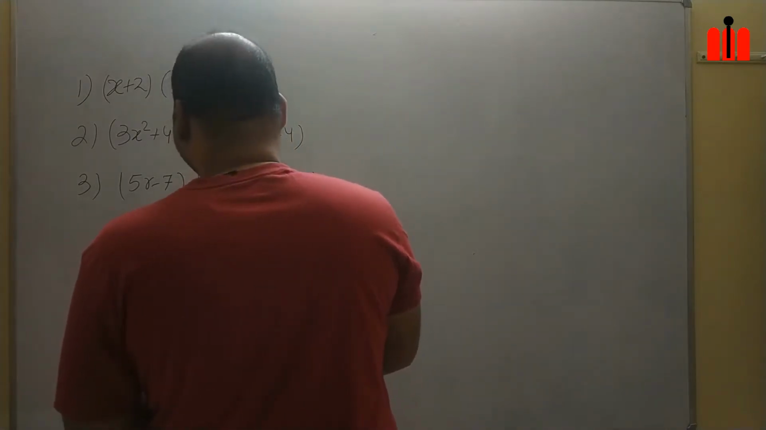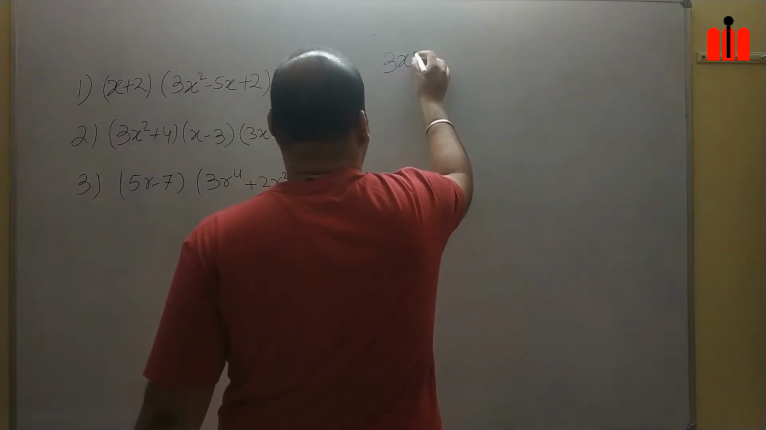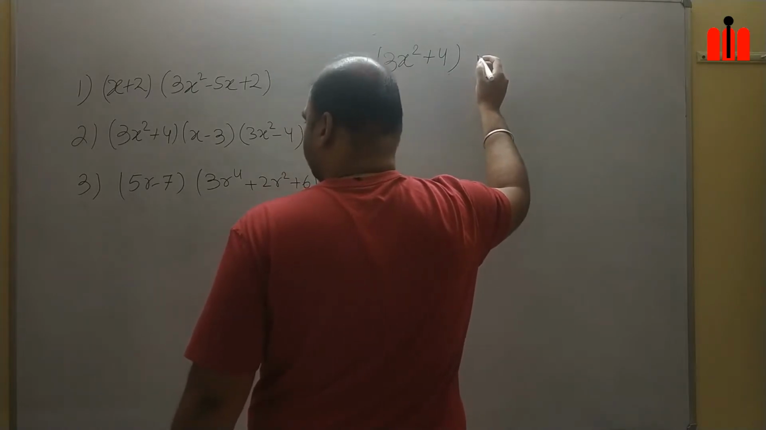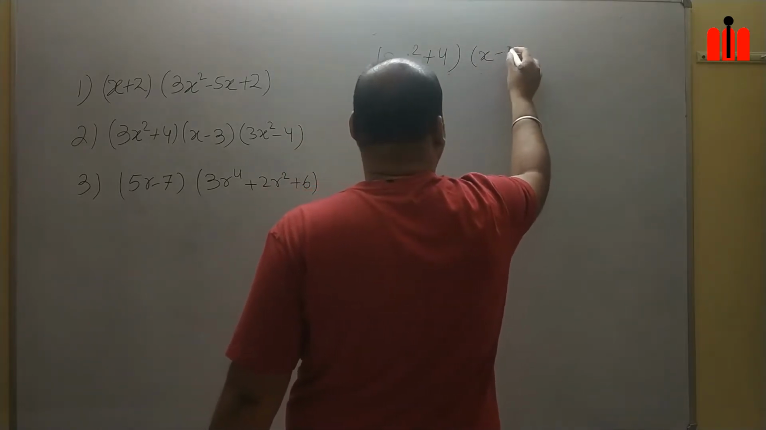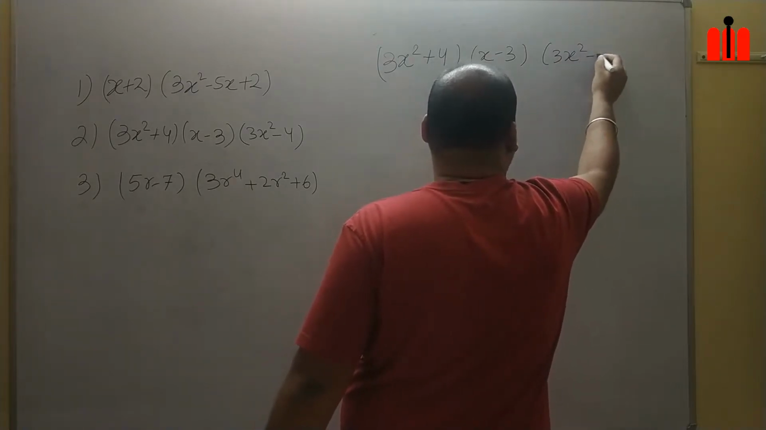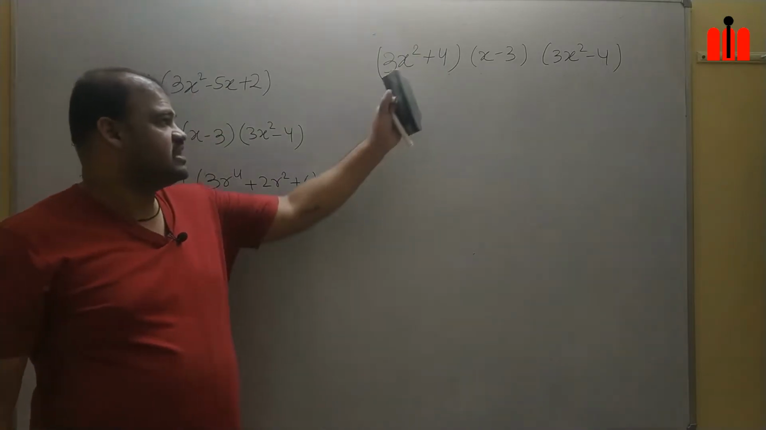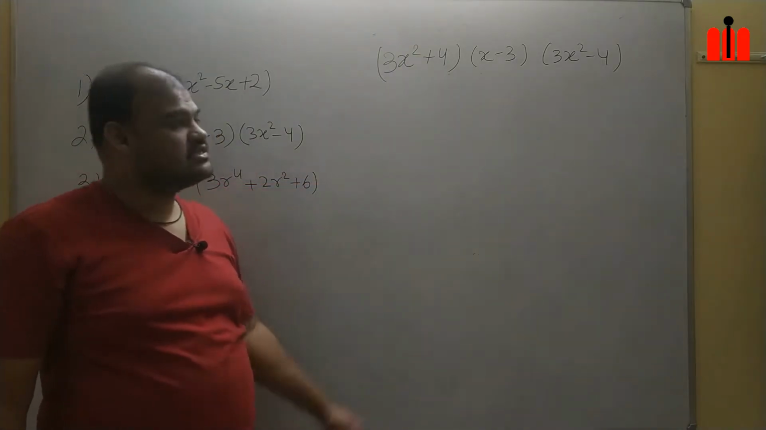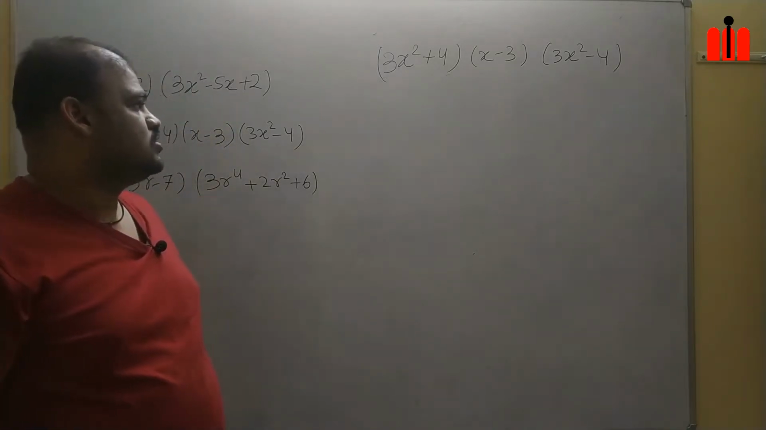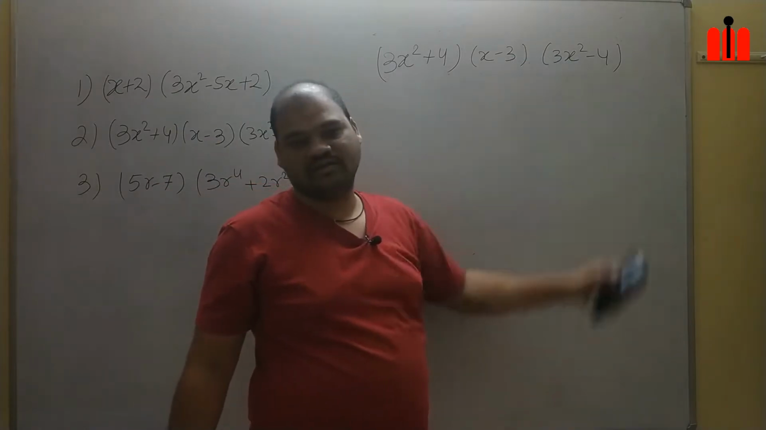Second question is (3x² + 4)(x − 3)(3x² − 4). This is the second question. Okay, 3x² + 4, x − 3, into 3x² − 4. So first we will multiply these two, after that we will multiply these two.